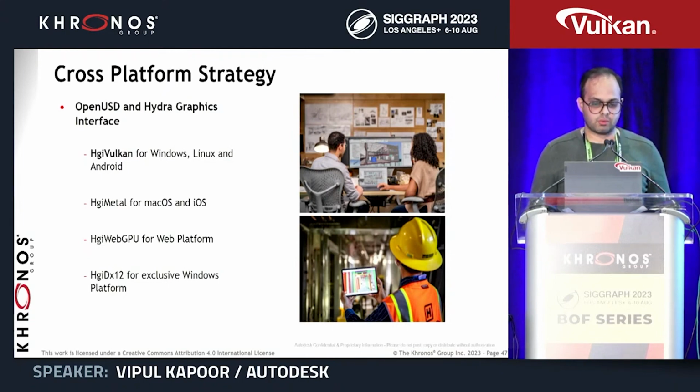We are using HGI Vulkan for Windows, Linux, and Android because, one, Vulkan gives us the cross-platform support that we have demand for, and two, we see value in leveraging the greater control we get from explicit APIs like Vulkan, and making use of that CPU and GPU access. We're using HGI Metal for macOS and iOS, HGI WebGPU for web-based platforms, and HGI DirectX 12 for explicit Windows platforms. Both HGI WebGPU and HGI DirectX 12 have come from internal contributions and efforts at Autodesk and are currently in the process of getting merged into OpenUSD.